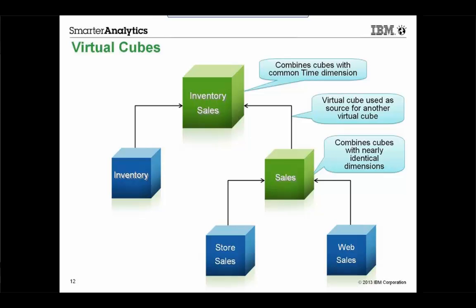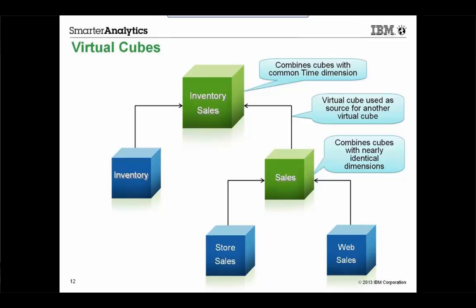Now, virtual cube. A virtual cube is basically a logical cube that is defined in terms of exactly two cubes. Here in this example, we have what we're going to call base cubes in color blue. At the bottom here, we have a store sales and a web sales cube. And since store sales and web sales have nearly identical dimensions, we can easily merge that into a virtual cube here in green called sales.